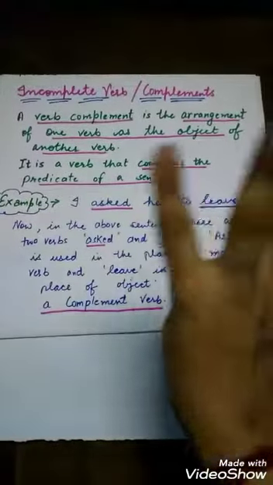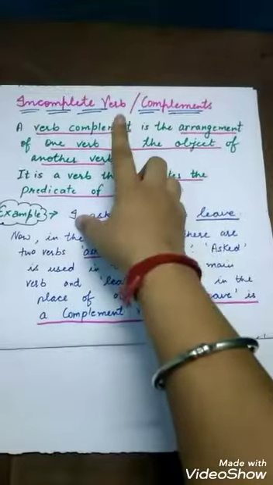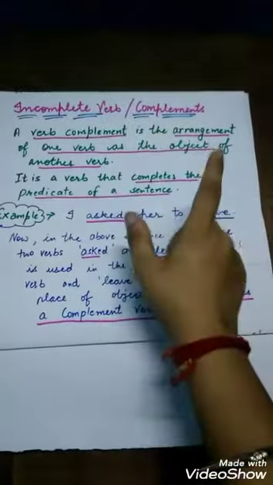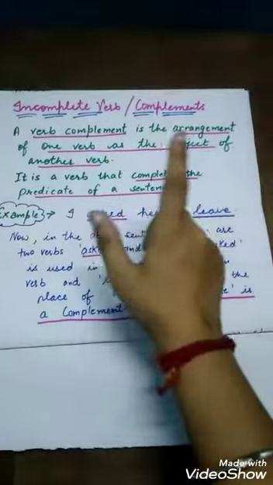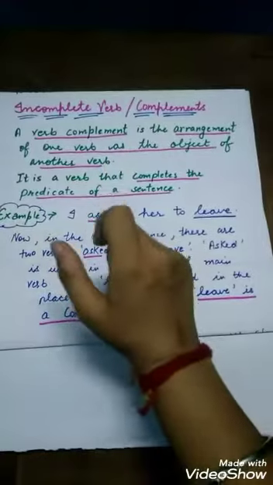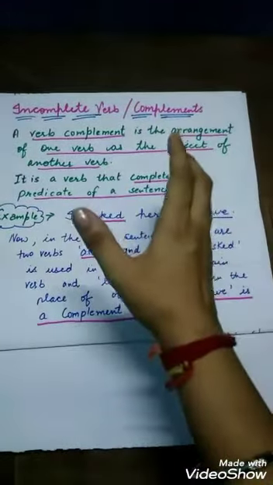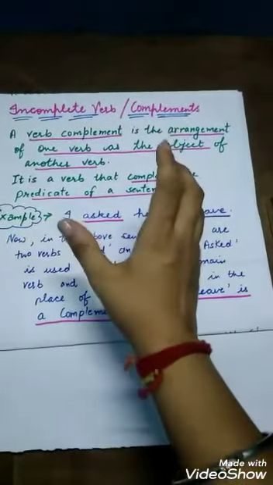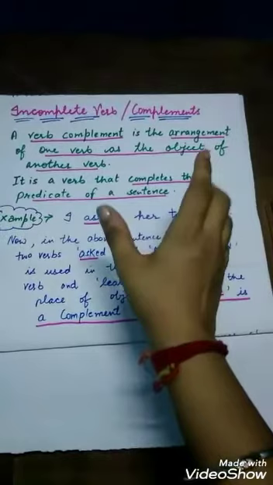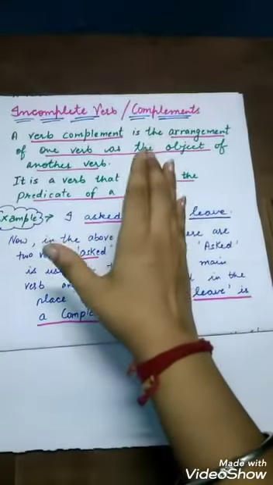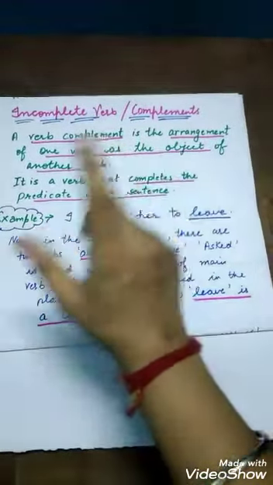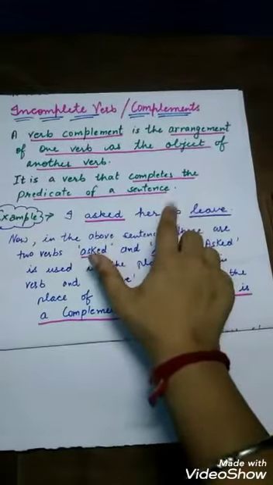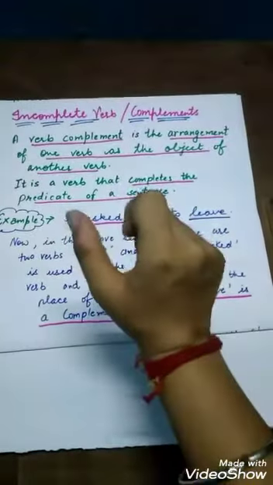Now let's talk about the third type of verb, that is incomplete verb or complement. A verb complement is the arrangement of one verb as the object of another verb. Now what this sentence means is that one verb is used in the place of the main verb and the other verb used in the sentence is used in the place of object. A verb that completes the predicate of a sentence is known as an incomplete verb.